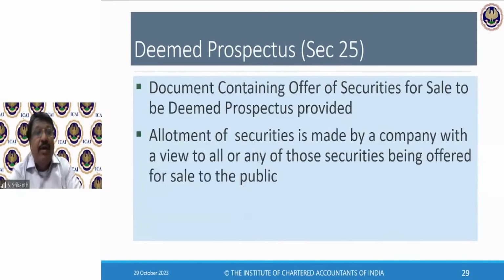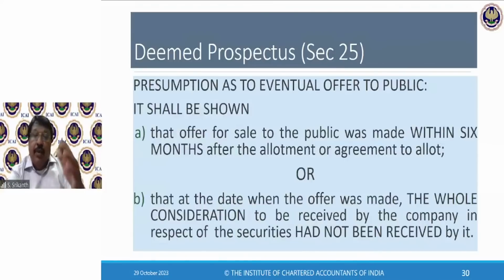Now, in our case, what I'm saying is, instead of the company giving the offer to the public, that letter to the public, they are allotting the shares to some XYZ, somebody. That XYZ, who is the allottee, who is receiving allotment of the shares, is sending a letter to the public.